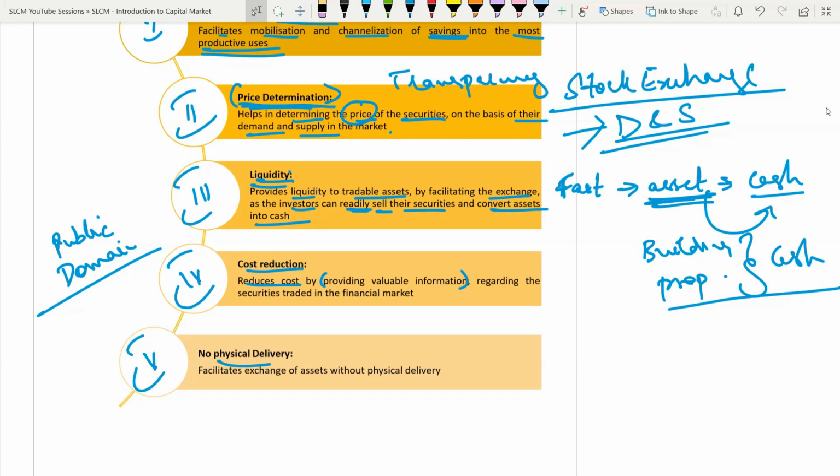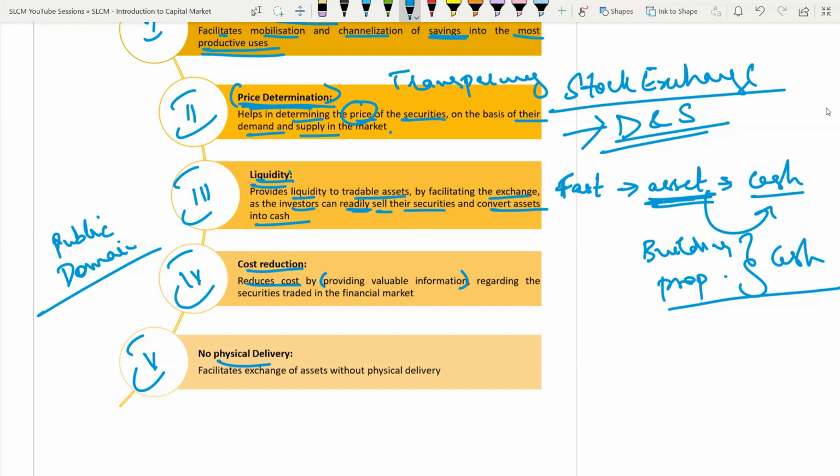Coming to the last one, there is no physical delivery. Talking about the markets a few decades back, when everything was in physical form, even if you had to buy a share, you had to have a physical share certificate. But now, with the development of technology and the growth of time, we have moved forward from physical mode of transactions to screen-based, internet-based facilities, whereby there is no physical delivery of these securities.